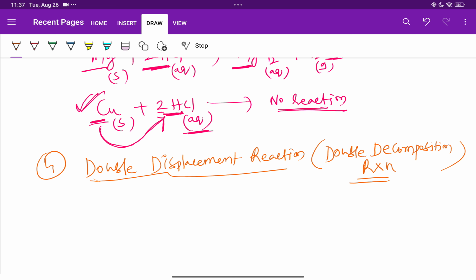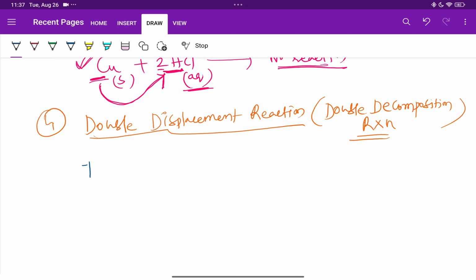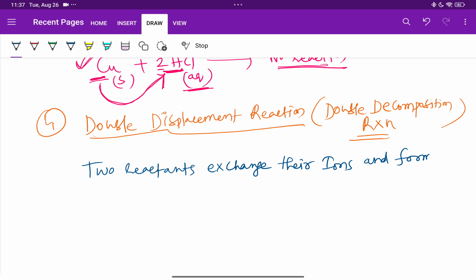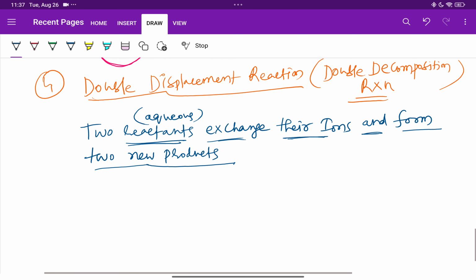So what is the meaning of it? Definition I am writing here: two reactants exchange their ions and form two new products. Here the reactants should be in aqueous medium. Two reactants exchange their ions mutually and form two new products. Then this reaction is called a double displacement reaction.